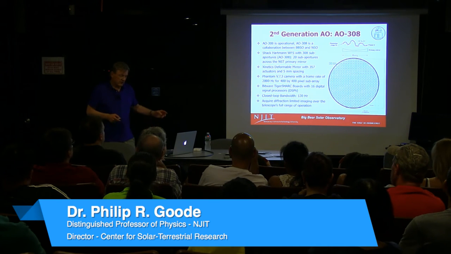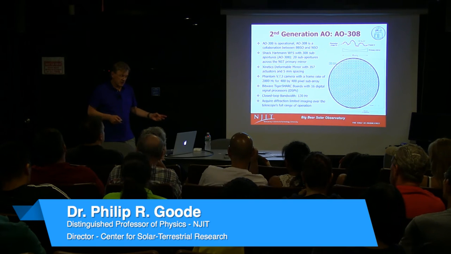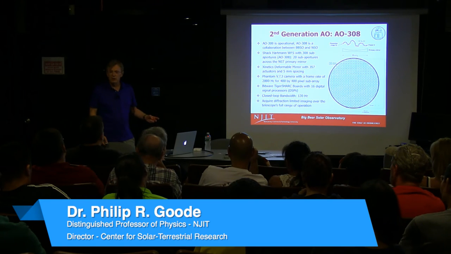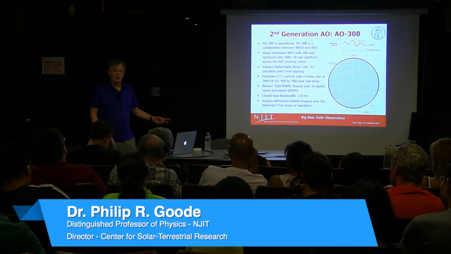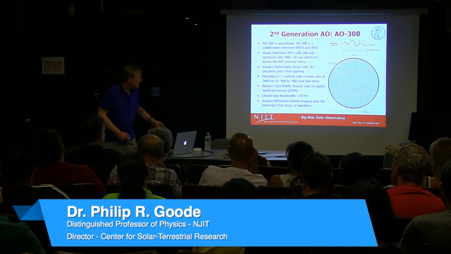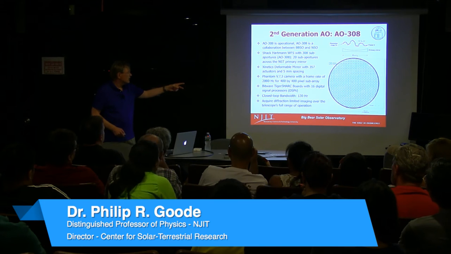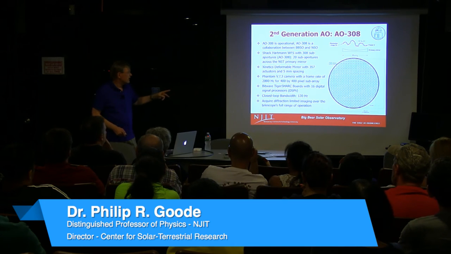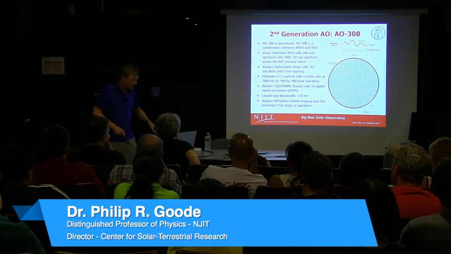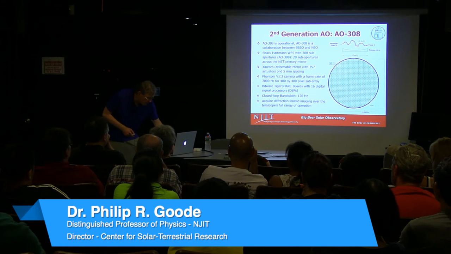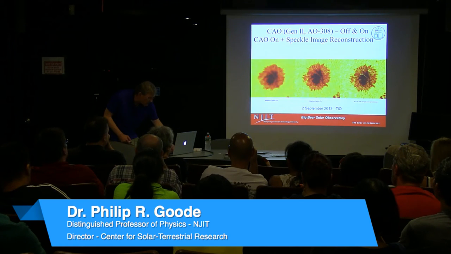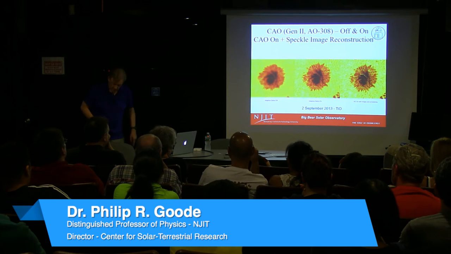And so the first adaptive optics we did in collaboration with our colleagues from the National Solar Observatory and the Kiepenheuer Institute in Germany, and so we all had the same system. The second generation, this one, which is more sophisticated than other observatories have, we built in-house because we wanted to be able to control our own destiny.